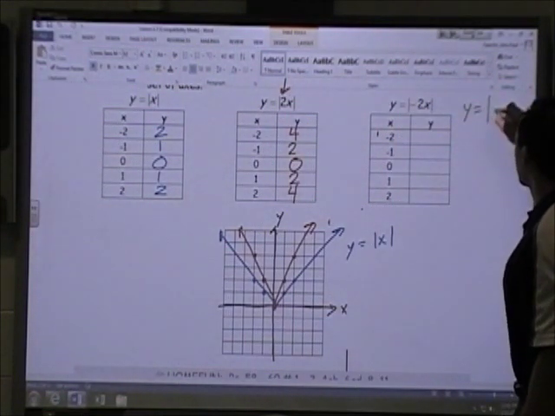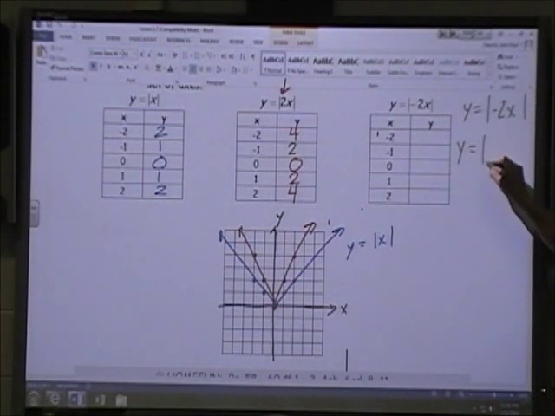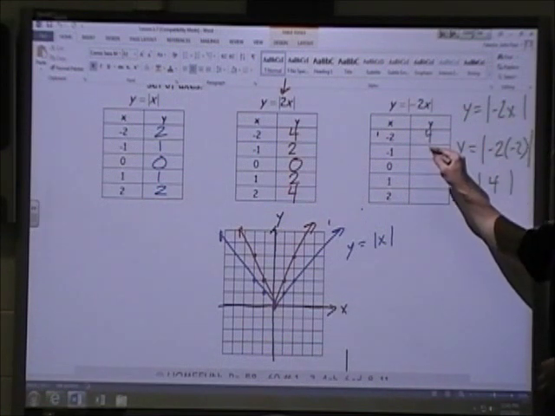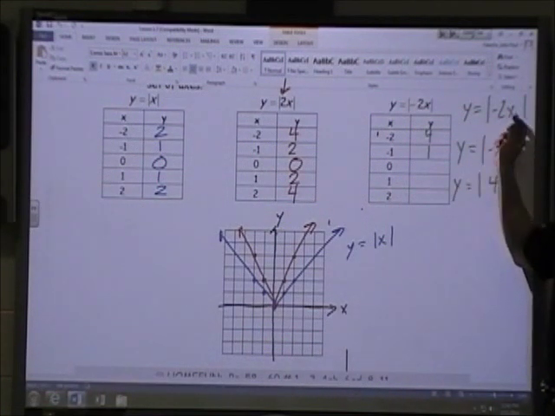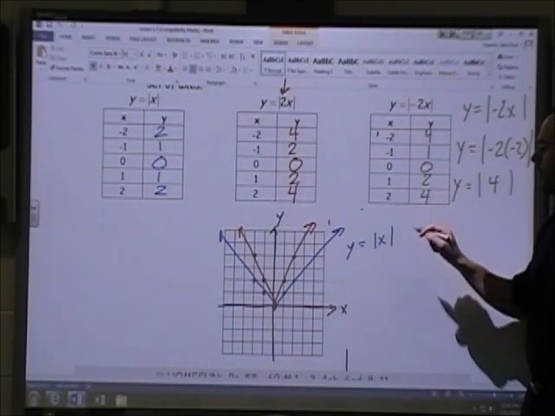Again, y equals the absolute value of negative 2x. So if I plug in a negative 2, this will be negative 2 times negative 2, and negative 2 times negative 2 is positive 4. Absolute value of positive 4 is 4. And if I plug in a negative 1, I'm not going to do all these, but negative 2 times negative 1 is 1. Absolute value of 1 is 1. If I plug in a 0, you're going to get 0 in here. Absolute value of 0 is 0. If I plug in a 1, this will be negative 2 times 1, which is negative 2. Absolute value of that is 2. And if I plug in a 2, negative 2 times 2 is going to be negative 4, and the absolute value of that is positive 4.